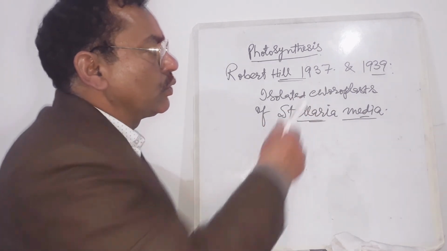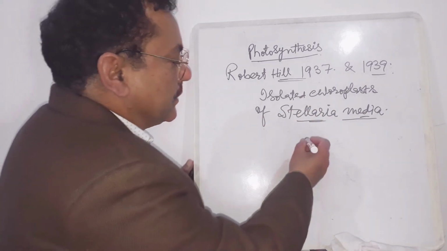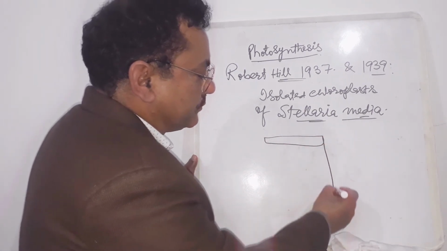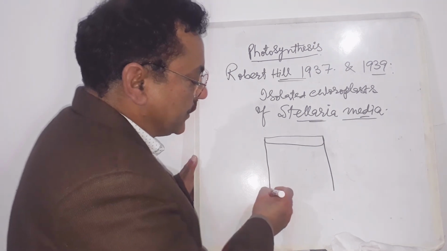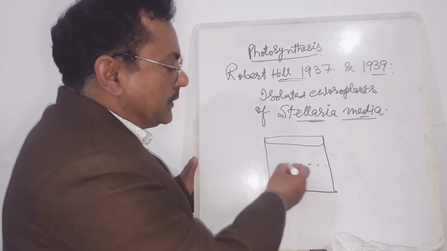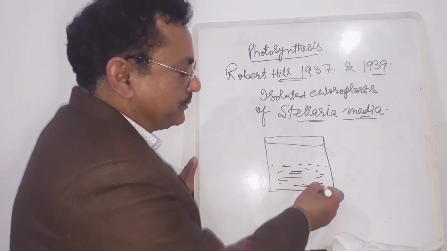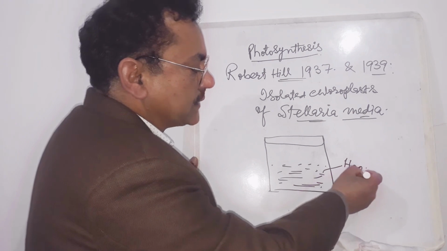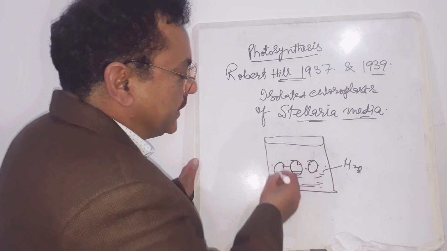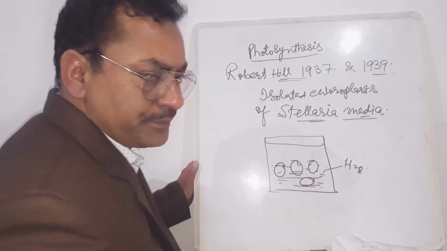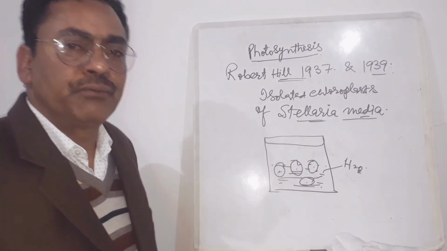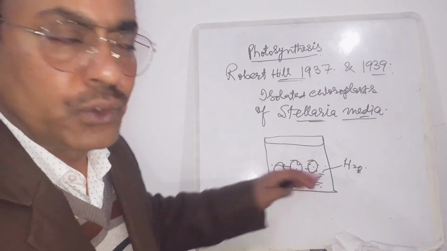Isolated chloroplasts were taken. Suppose I draw here a beaker. This is the beaker. And in this beaker he kept water. He put isolated chloroplasts of Chlorella media. The chloroplasts were isolated carefully and put in the water. So he made a suspension of the chloroplasts in water.